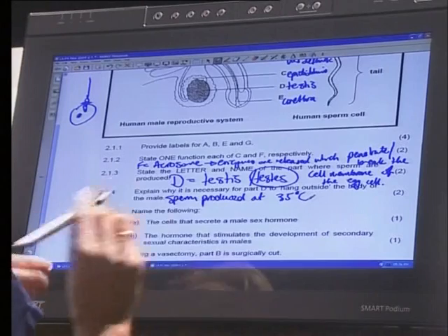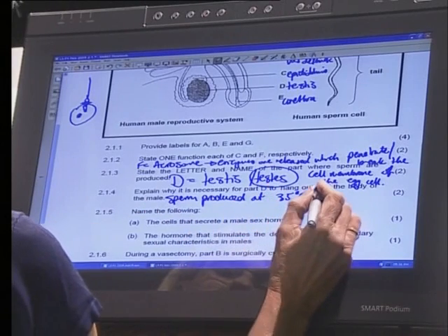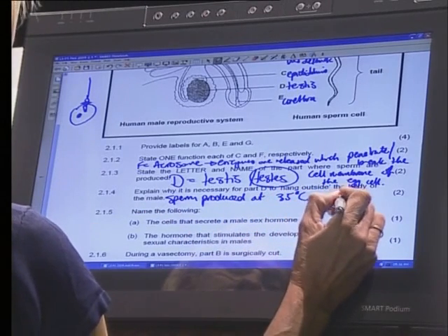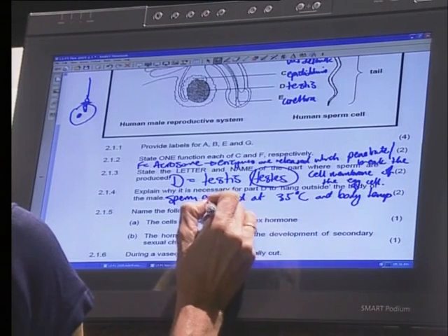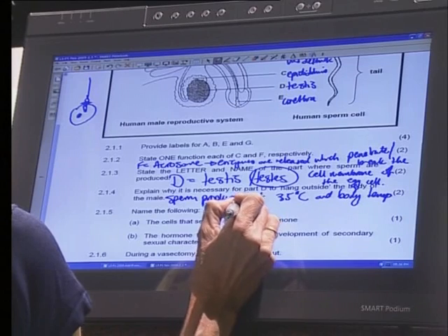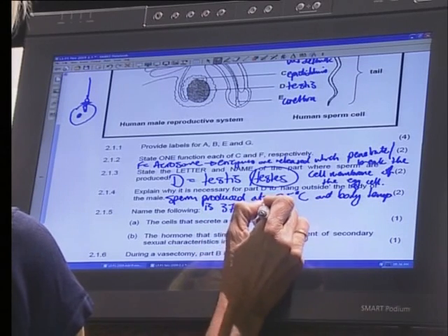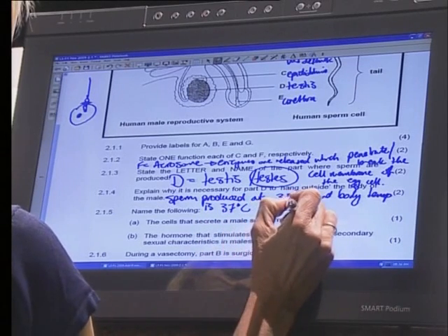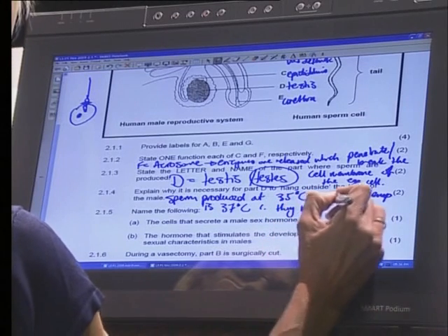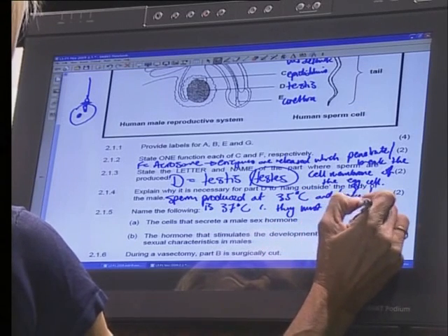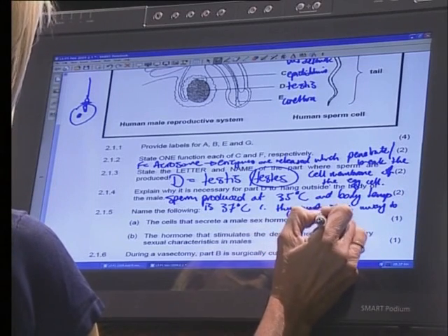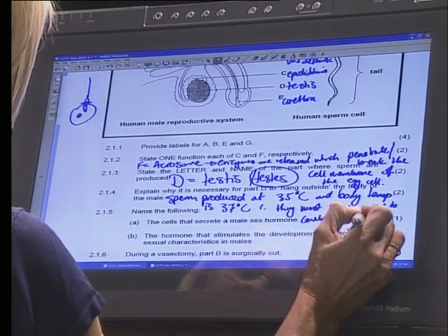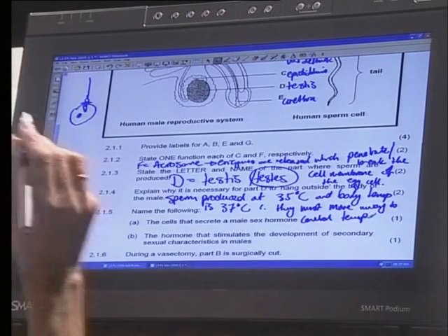All right. So sperm cells are produced at 35 degrees. Body temperature is 37 degrees Celsius. Therefore, they must move away to control temperature. Okay? Does that make sense? Do you understand that, though?